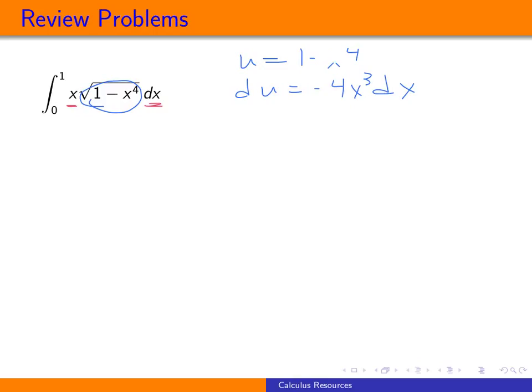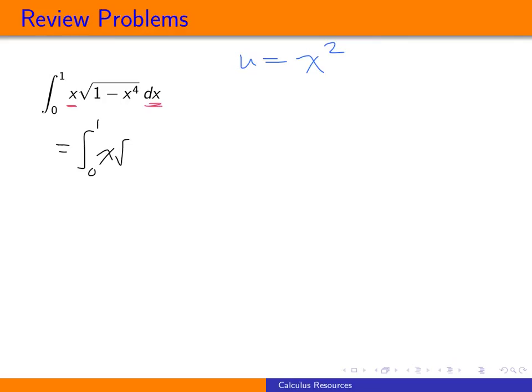So for this problem, we just have to be a little bit more clever than simply picking the inside function. So what I'm going to do is let u be x squared. Now, it seems like a funny choice. There's no x squared in that original integral. But we could think about it as the integral from 0 to 1 of x times the square root of 1 minus x squared squared dx. And now, when I'm thinking about that innermost function, I see an x squared right there.